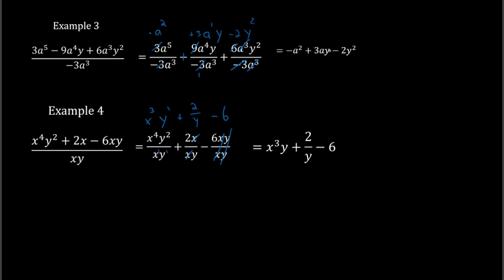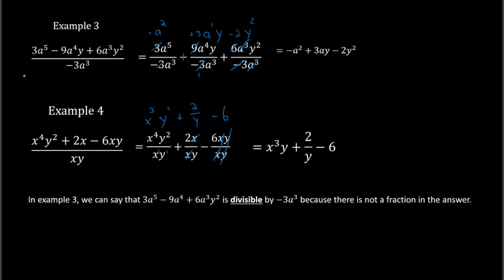So everything divided evenly. So here for this example 3, we can say that 3a to the 5th minus 9a to the 4th plus 6a cubed y squared is divisible by negative 3a to the 3rd. Alright, it's divisible because it divides evenly, because there is not a fraction in my final answer. If it does not divide evenly, then it's not divisible.